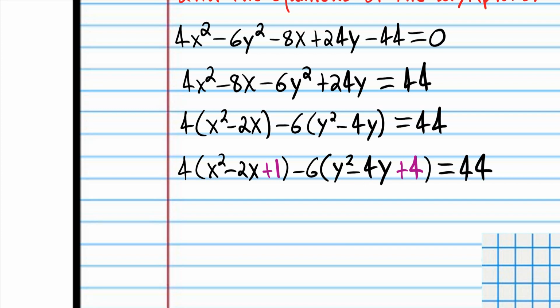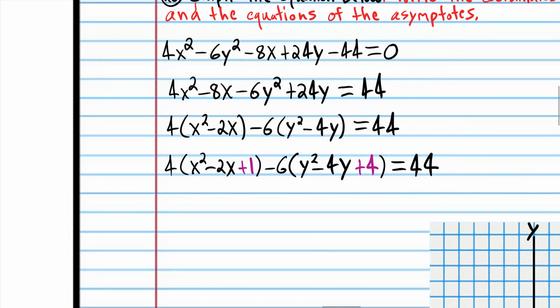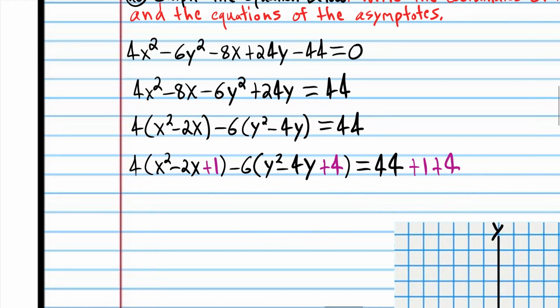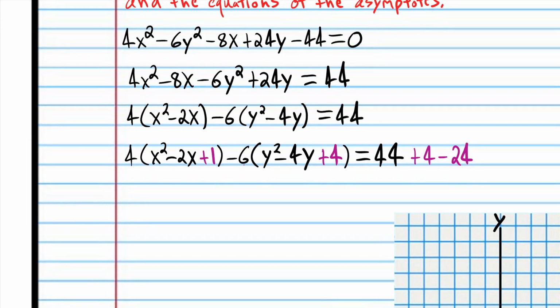Now, a lot of students make a big mistake here. They add 1 and 4. We added 1 and 4 this side of the equation, so we have to add 1 and 4 on that side of the equation in order to make the equation true. But we didn't really add 1 and 4 on this side of the equation. We added 4 and negative 24. So be sure that you don't make a mistake there. Again, that's negative 24 that we added, and we added 4.